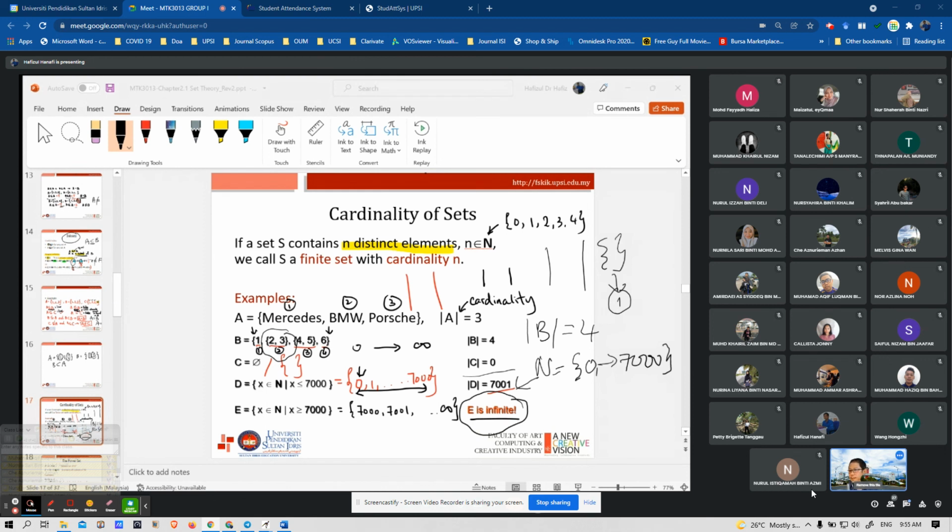Okay, the cardinality is a measure of set size, meaning the number of elements in the set. Cardinality is the number of elements, or you can call it a set size.